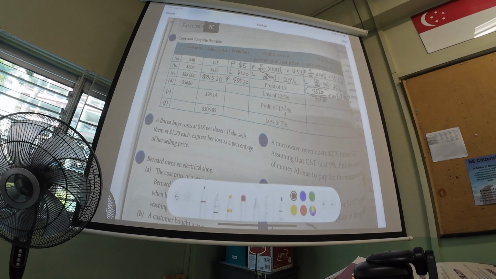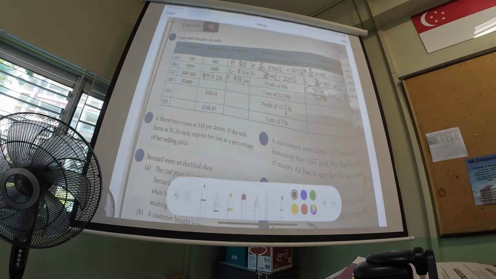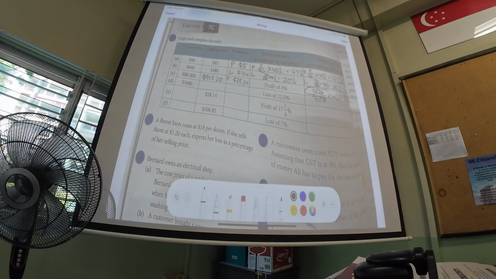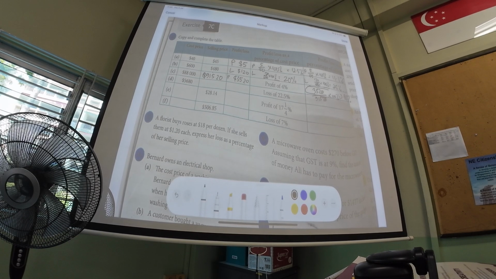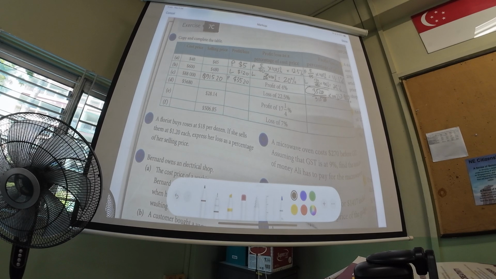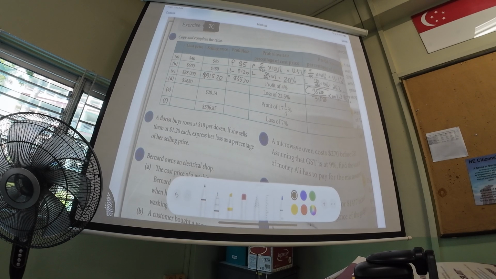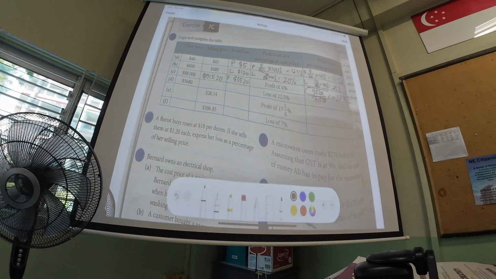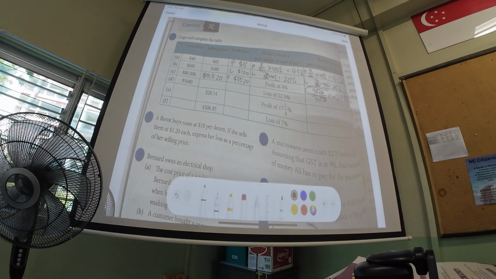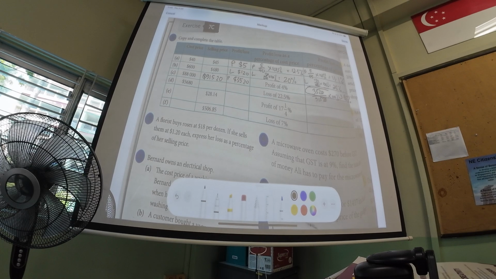Huh? 3.8? Okay. Depends on the question. Sometimes for percentage they will tell you to round off to one decimal place. Then you are correct, 3.8. So you can be 3.8 or 3.85. Both are correct.